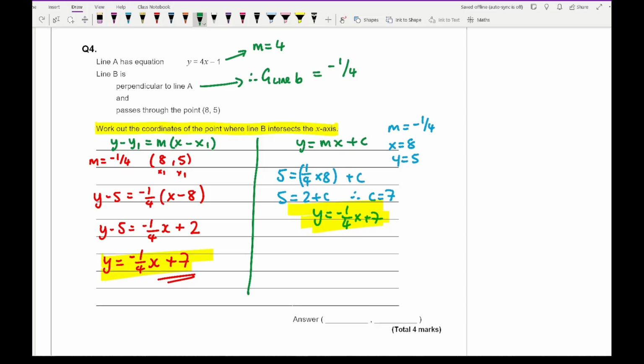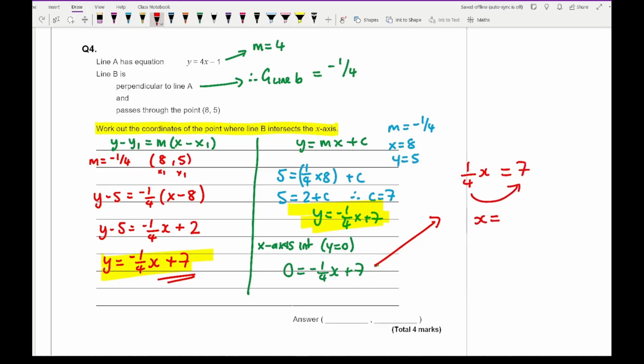So here, if we're looking for the x-axis intercept, that's when y equals 0. So here I've got y equals minus a quarter x plus 7. Y equals 0, so then from this, if I take the 7 over, let me just not use green because it's not really coming out great. So here, if I take the quarter over to the other side, I end up with this, and then take the 4 over, so x equals 28. So then the coordinate is going to be 28, 0. And there is my final answer for that one.